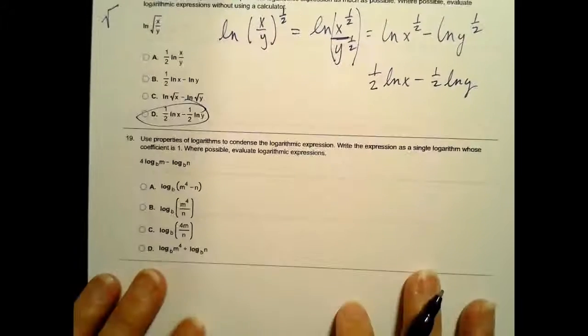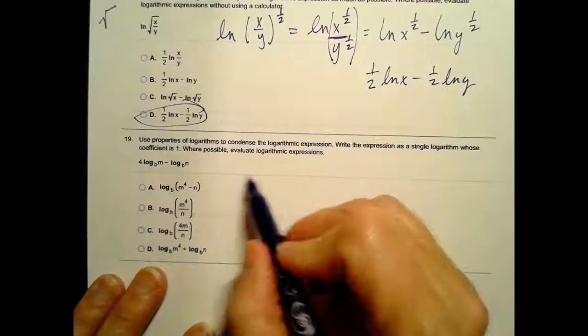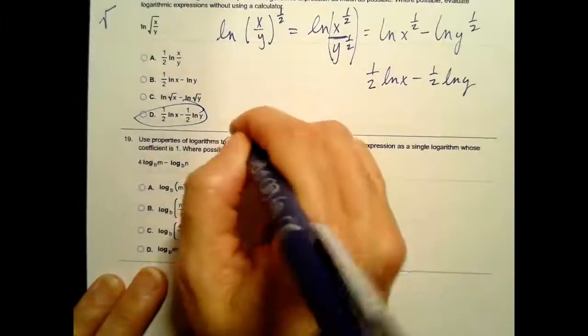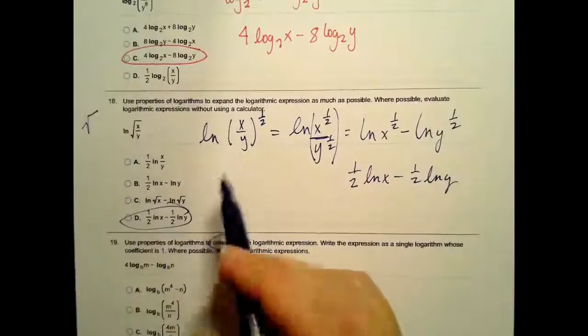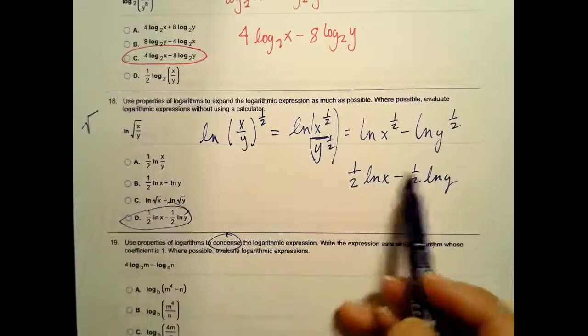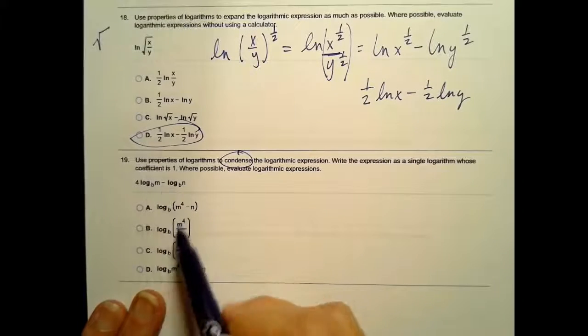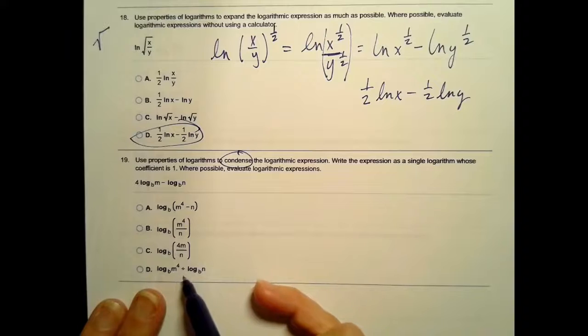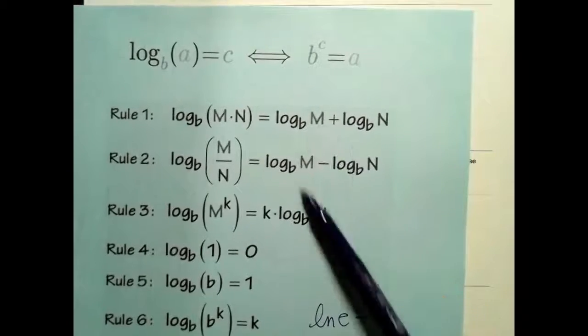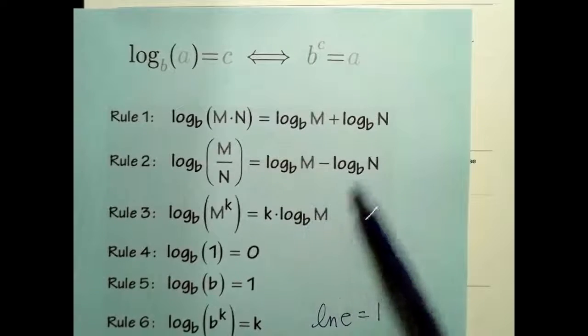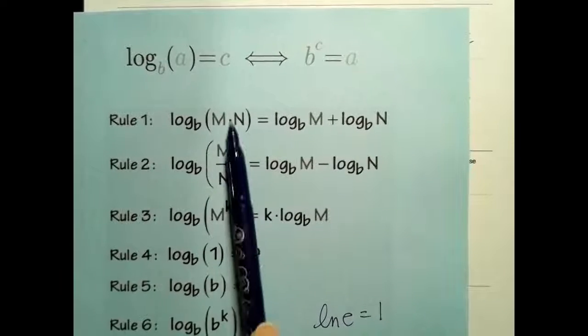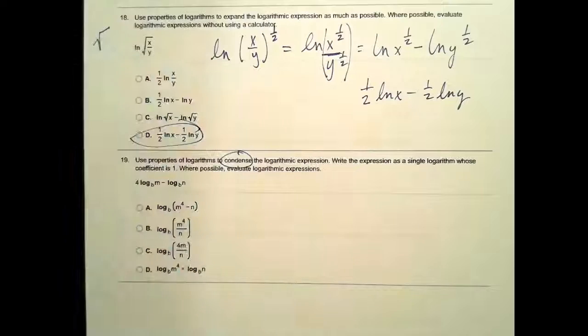Okay, next. Use the properties to condense. So these we were trying to expand. Now you're going to notice this time it's expanded and they want us to squeeze it together. So we're still using the rules, but we're on this side now. So we're expanded, and now they want us to condense. So we're kind of going backwards, I guess.